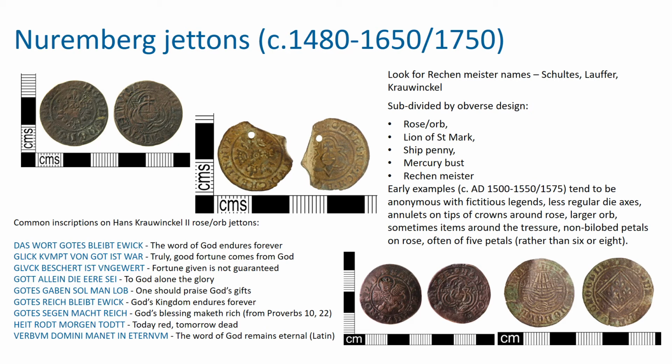From the 1580s, Jettons became far neater, following minting reforms. They have literate inscriptions formed of Roman lettering and regular die axis measurements. Roses tend to be formed of either 8 petals or 6 bilobed petals. The rose orb type is very commonly encountered, and those issued by Hans Crauwinkel II are some of the most frequently found. Some common inscriptions on Hans Crauwinkel II rose orb Jettons are shown here.